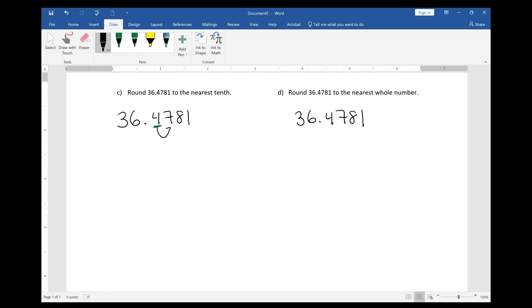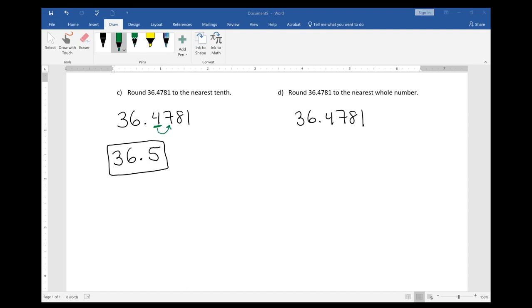If we look at the number to the right, we see a 7. Since 7 is greater than or equal to 5, our 4, our underlined number, will go up by 1 unit. So the 4 will become a 5. So to write our rounded number, we will have 36.5, and we remove the rest of the digits. So 36.4781 rounded to the nearest tenth will be 36.5.